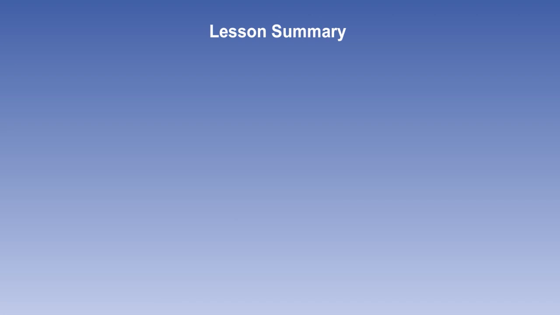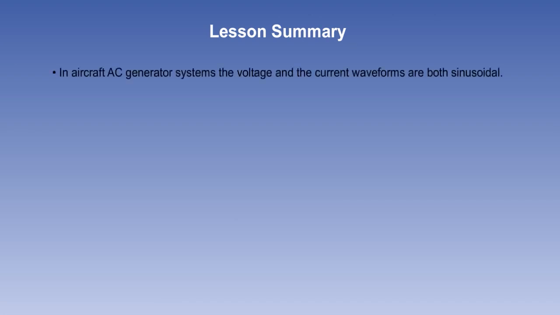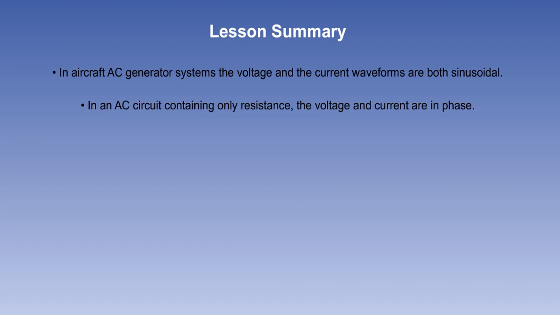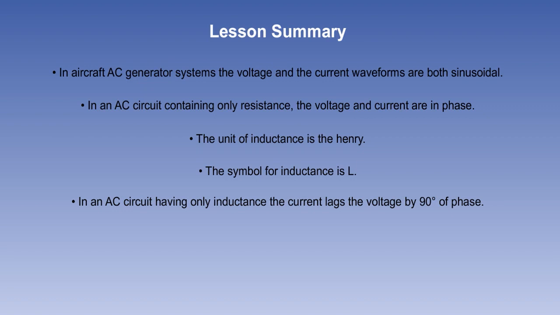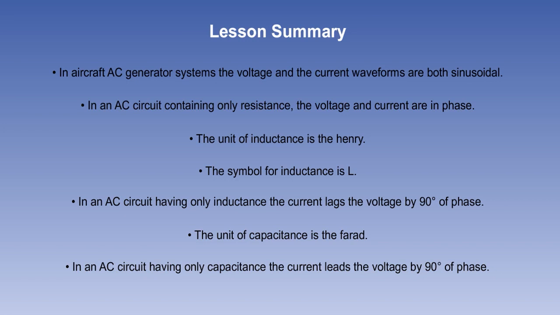Here is a summary of the most important points. In aircraft AC generator systems, the voltage and the current waveforms are both sinusoidal. In a theoretical AC circuit containing only resistance, the voltage and current are in phase with each other. The unit of inductance is the Henry. The symbol for inductance is a capital L. In an AC circuit having only inductance, the current lags the voltage by 90 degrees of phase. The unit of capacitance is the farad. In an AC circuit having only capacitance, the current leads the voltage by 90 degrees of phase.